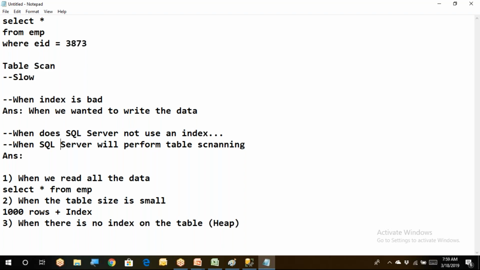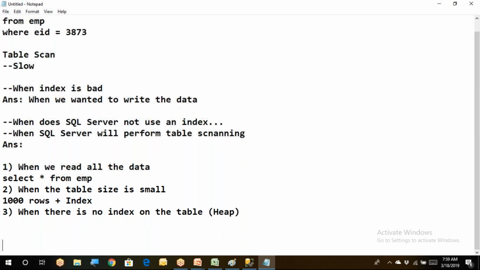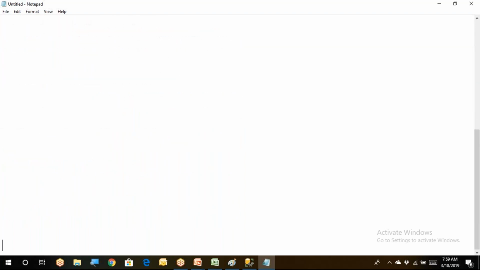So what do you mean by table scanning? Reading row by row, row by row, row by row until you reach all the rows that are required. That is what is called table scanning. Table scanning is a very, very slow operation. Because of that, you have to be creating appropriate indexes.